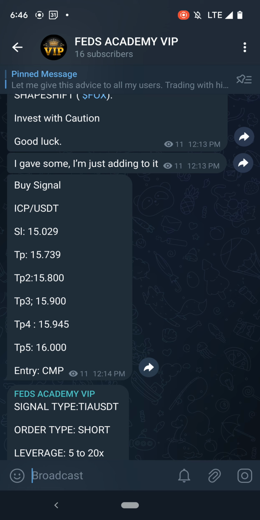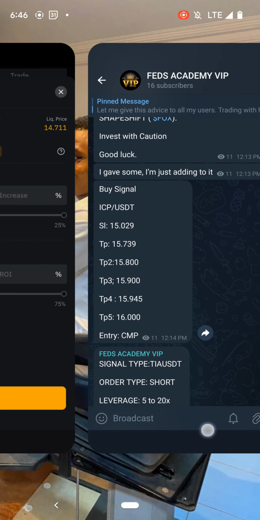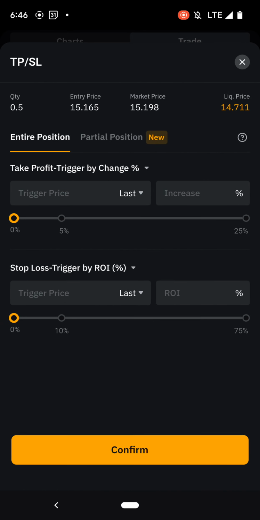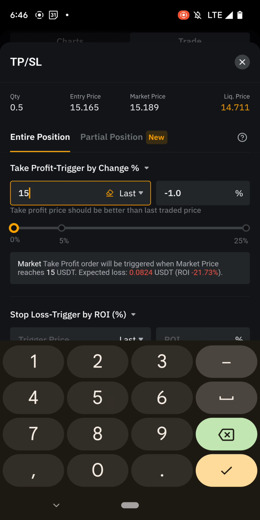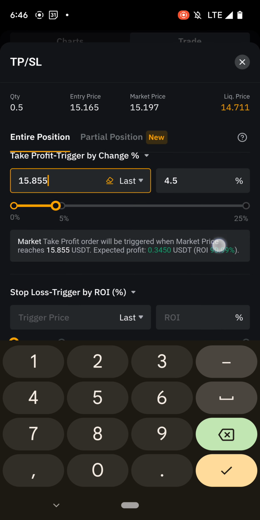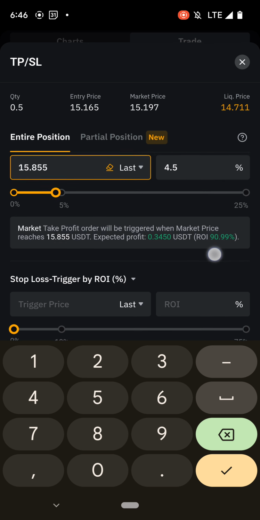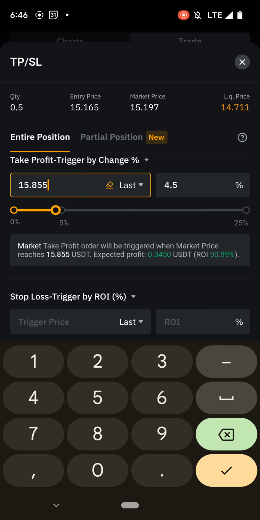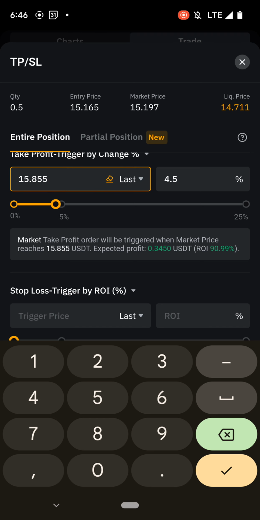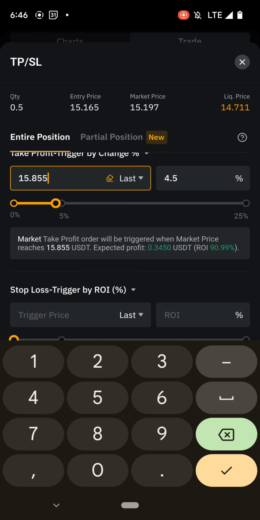Maybe I'll select take profit number 2. Take profit number 2 says 15.800. So I'll just simply come here and I put 15.800. At 15.800, look at my take profit here. I'll be making 90% profit, and this will be the amount of profit that I will be making. It means at 90% profit, I will be making just $0.3450, which is this small.